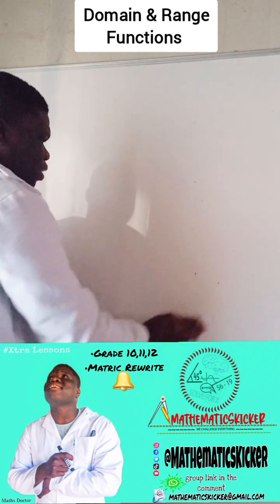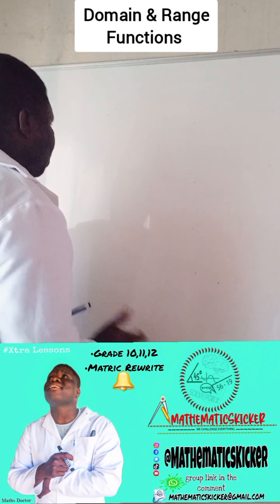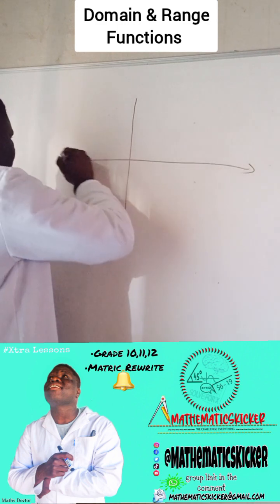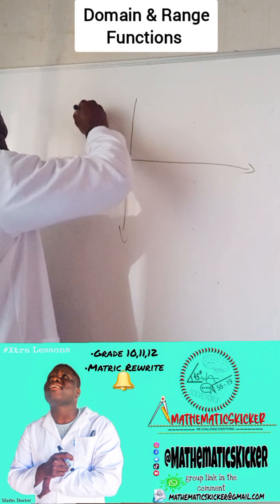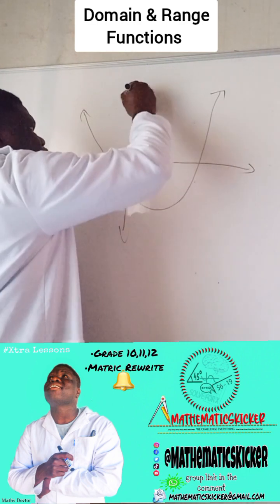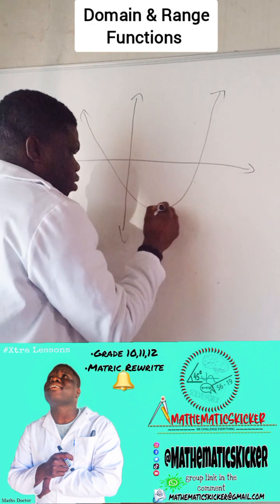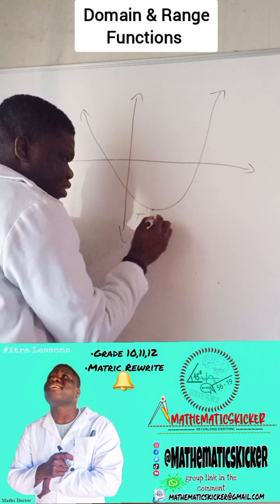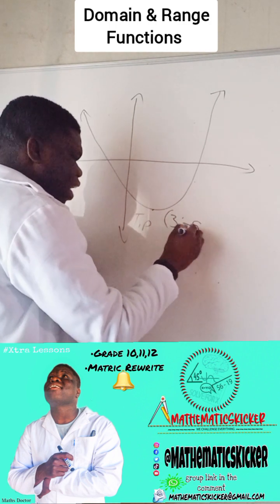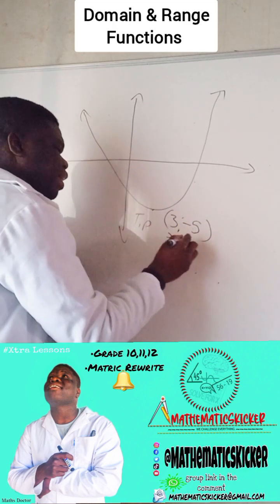Then now let's see with this function. Let's see, we have something of this nature. This side we have the TP, the turning point. That's our turning point here. It's 2, -5, right? Which means x and y.